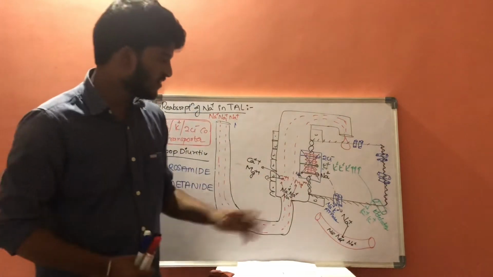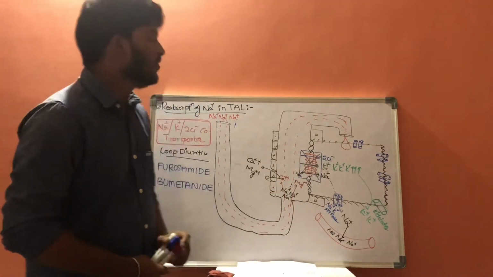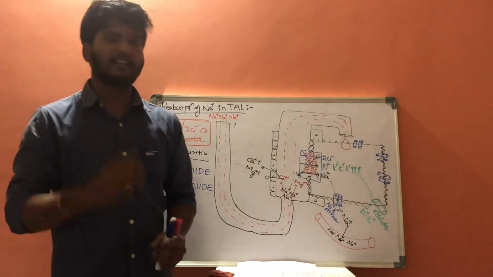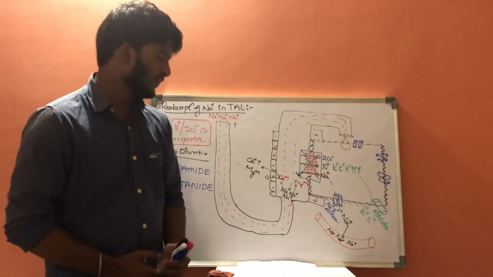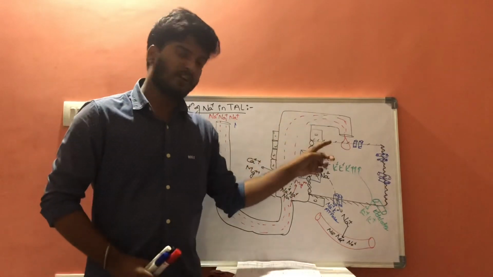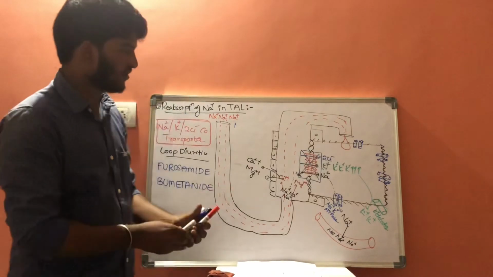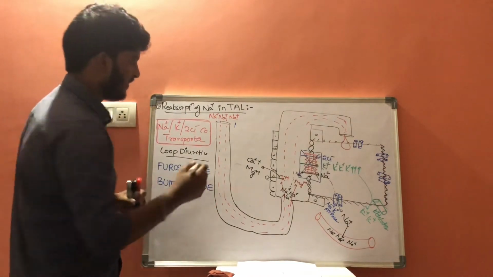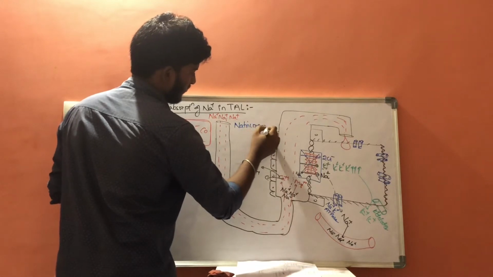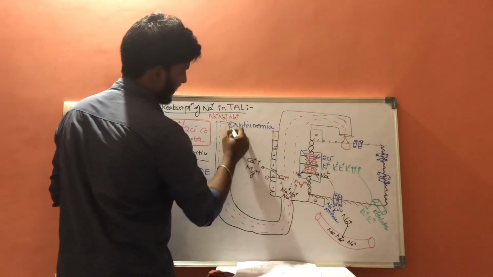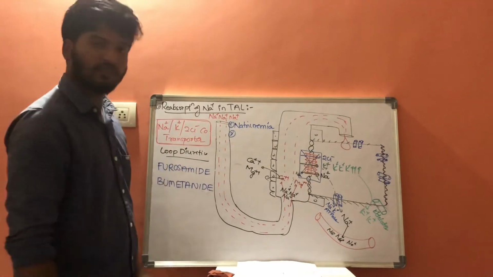So if there is blockage of this cotransporter, there is no influx of sodium and there is no reabsorption of sodium. So if any person is taking furosemide and bumetanide for a longer period of time, there is an increase in the concentration of sodium ions in the urine. That condition is called natriuria. This is the first side effect of excessive usage of furosemide.